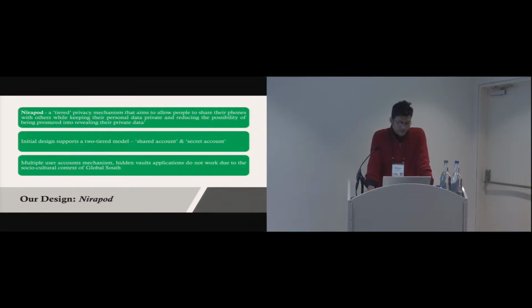So the contribution of our work is to explore a mechanism for enabling tiered privacy that allows people to share their phones while keeping their personal data private. We now discuss this design in detail.